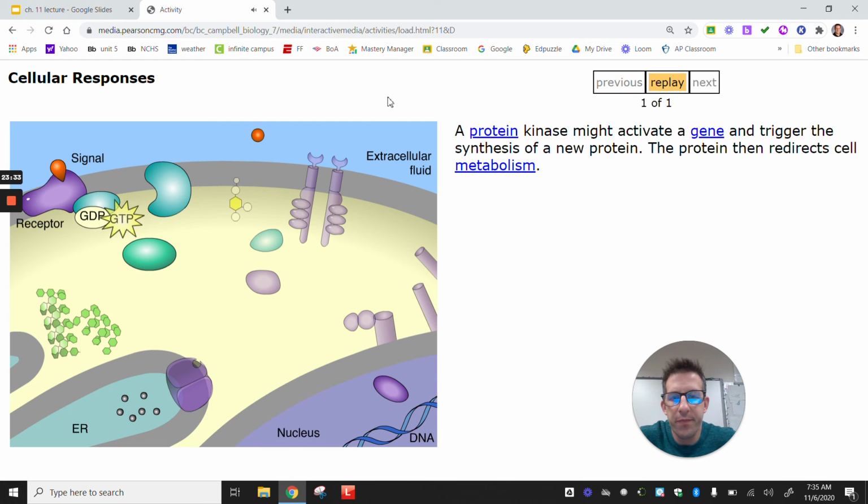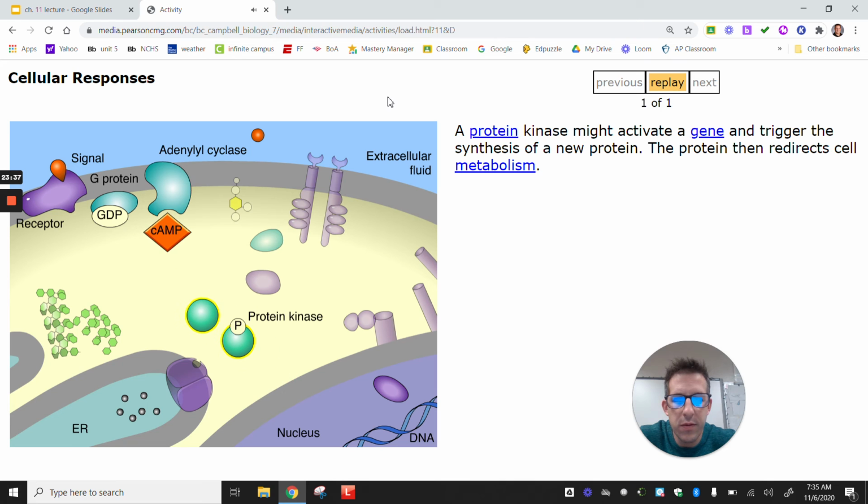A protein kinase might activate a gene and trigger the synthesis of a new protein. The protein then redirects cell metabolism.